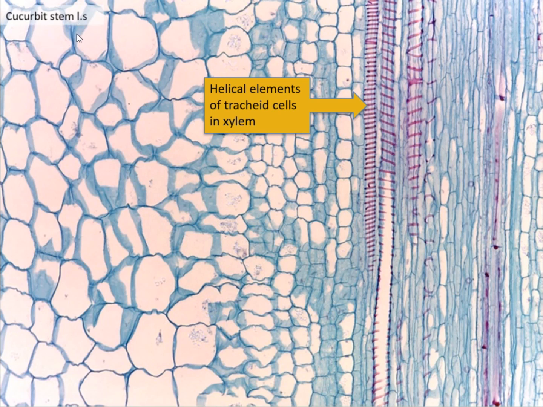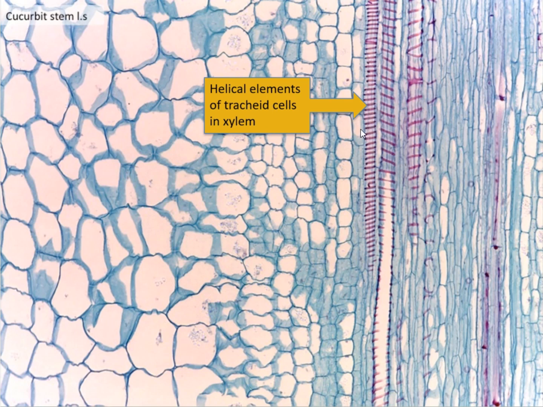So next we have another longitudinal section of the cucurbit stem. This time we're focusing on, they kind of look like little stitches, like if you sewed up a wound in a hospital, and these stitches are what we call helical elements of tracheid cells in the xylem. So this time we're focusing on the xylem instead of the phloem. So helical elements are going to help to hold the tracheid cells together. So again, just like a stitching for a wound closure, these helical elements are stitching together the tracheid cells.